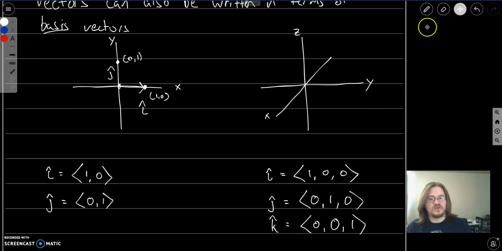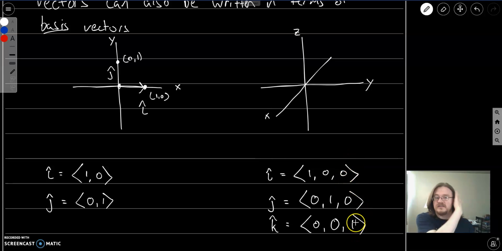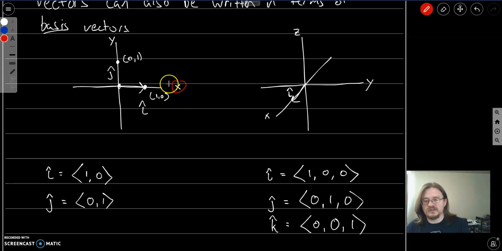And in 3 dimensions, we have 3 basis vectors that we'll work with. We've got i, which will stretch in the x direction, 1. And again, i always stretches in whatever the x direction is. So in a 2-dimensional drawing, the x is always to the right. In a 3-dimensional drawing, x is sort of coming out of the page toward us. The j vector is going to be pointing in the y direction. And then k is pointing in the z direction, which will be pointing straight up.